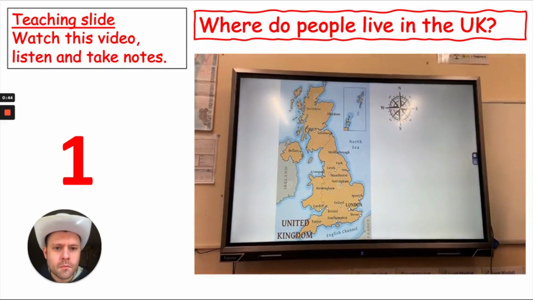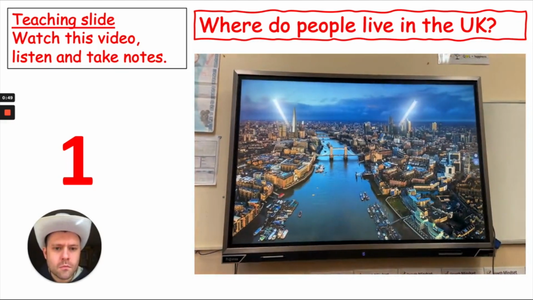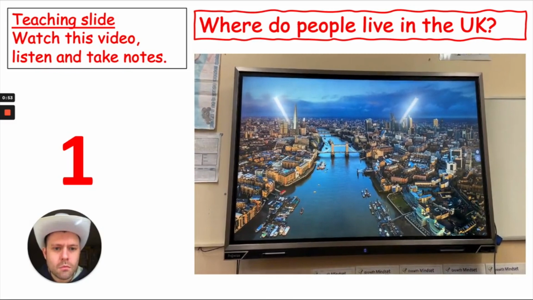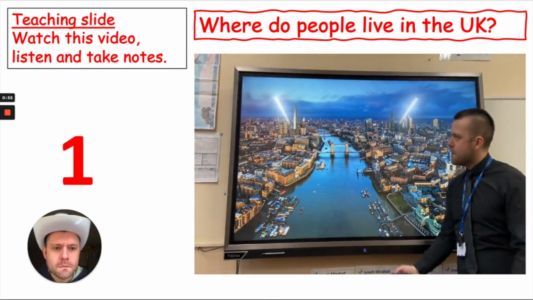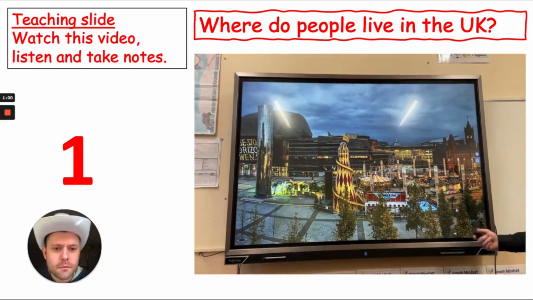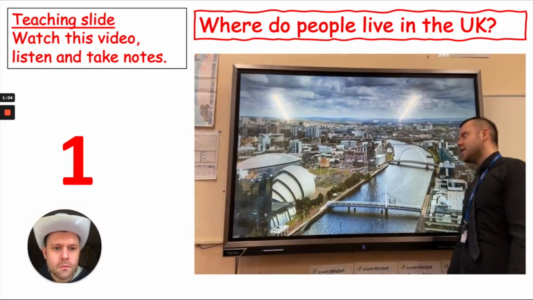However, the majority of people in the UK now live in cities. This is an example of London, the capital city in the UK and England, and it is located in the southeast of England with a population of around 7 million people. This is the capital city of Wales, this is Cardiff, and this has a population of just under 500,000 people. Glasgow is the largest city in Scotland.